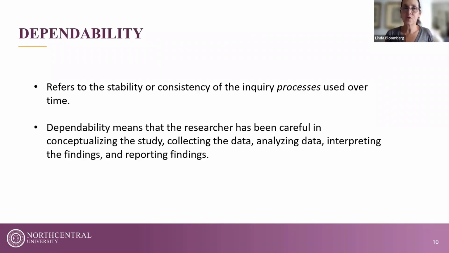So now we get to the second criterion, which is dependability. Dependability refers to the stability or consistency of the research process that is used over time. And it means that the researcher has been very careful in conceptualizing the study. That means setting up the entire study, collecting the data, analyzing the data, interpreting it, and reporting your findings.